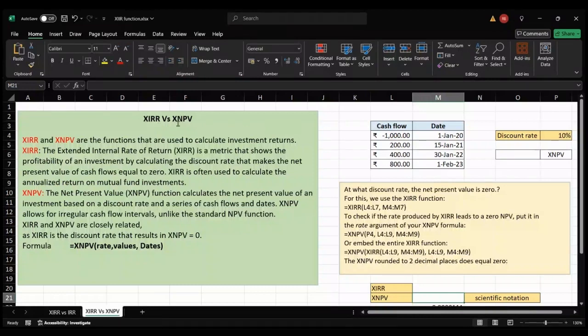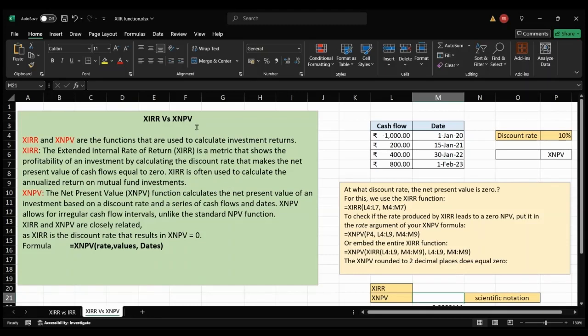XIRR versus XNPV function. Both of these functions are used to calculate investment returns. XIRR is a metric to show the profitability of an investment by calculating the discount rate that makes the net present value of cash flows equal to 0. It is often used to calculate the annualized return on mutual fund investments, whereas XNPV is used to calculate the net present value of an investment based on a discount rate, a series of cash flows, and dates. The XNPV allows for irregular cash flow intervals, unlike the standard NPV function.